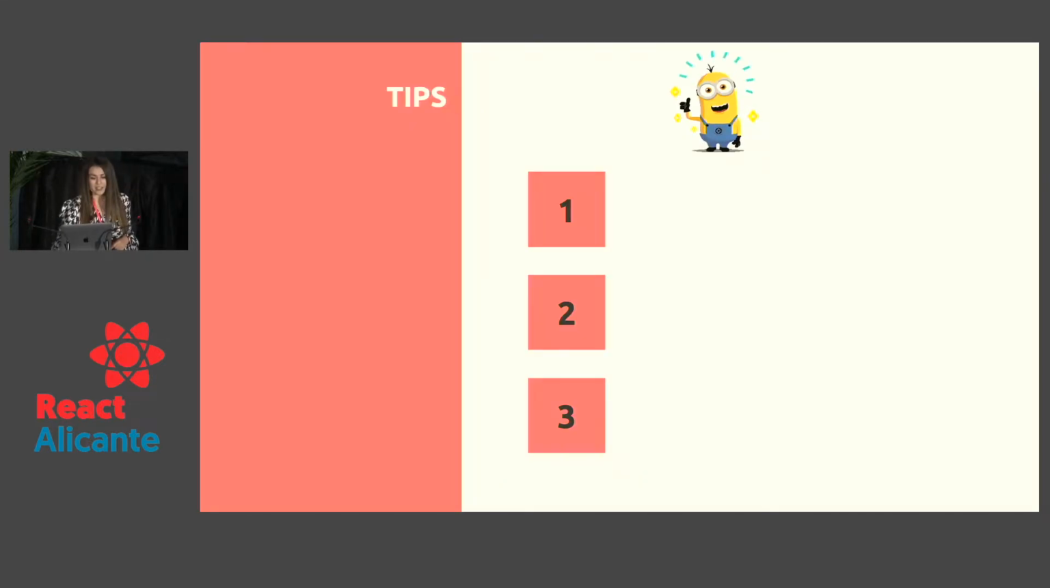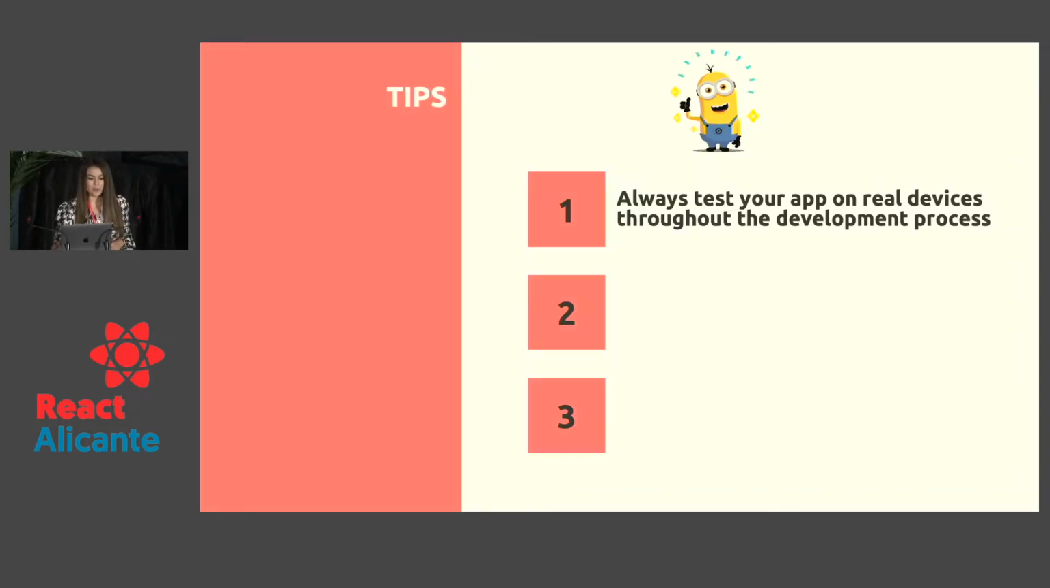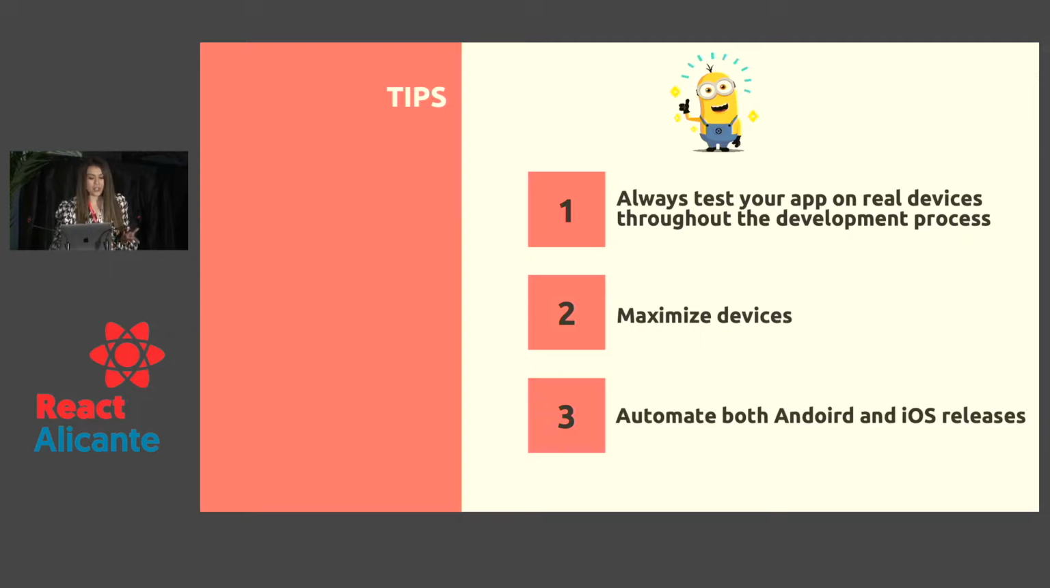So my tip for that is to always test your app on real devices through the development process and get as many devices as possible to test, especially on Android, because there are so many devices that behave differently. And also don't forget to automate both Android and iOS releases so your testers can test on both of those platforms.